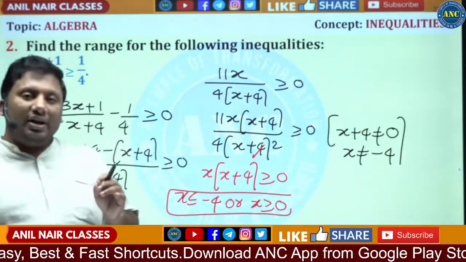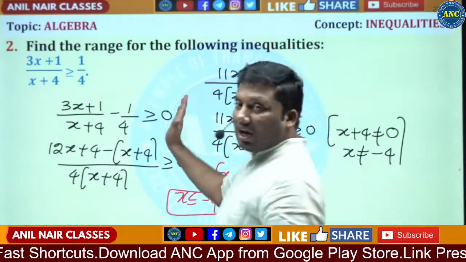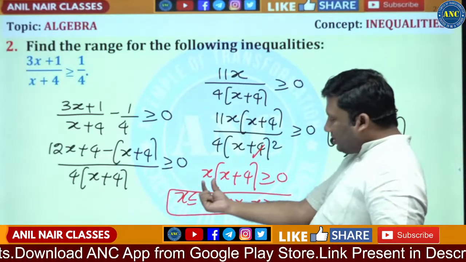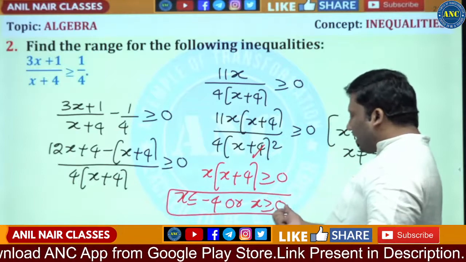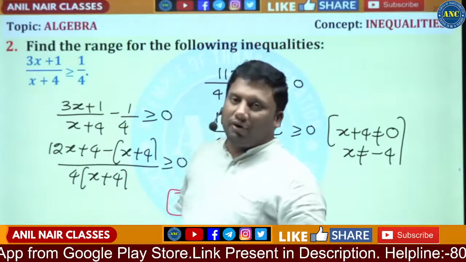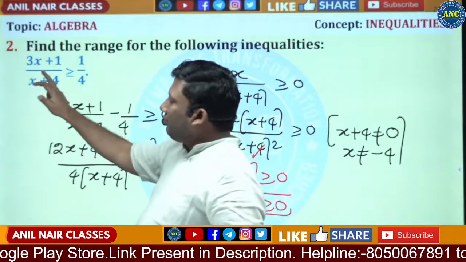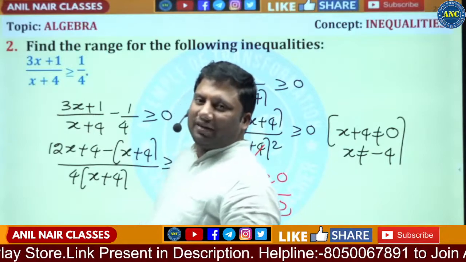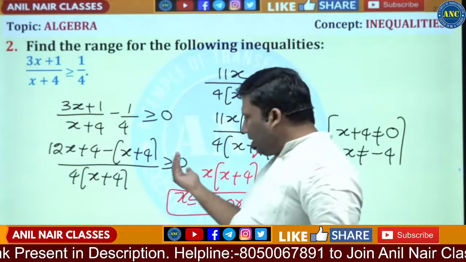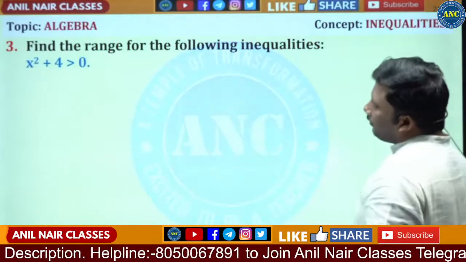Whenever there is an inequality, push everything to one side. Do not cross multiply and make the mistake. Try to make the denominator square. x less than or equivalent to minus 4 or x greater than or equivalent to 0. Suppose I take x as 0: 1 by 4 equivalent to 1 by 4. If x is 1, 3 plus 1 is 4, 4 by 5, which is 80 percent. It is greater than or equivalent to 25 percent. You can always cross check whether the answer is right or wrong by using this value.